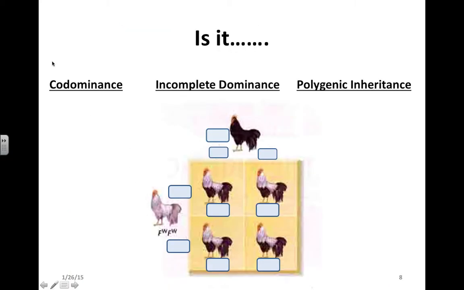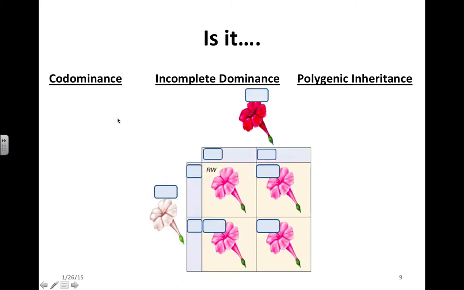So here's a little quiz. Is this example here, a black chicken crossed with a white chicken, and we get a black and white chicken, codominance, incomplete dominance, or polygenic? If you said codominance, you are correct. Both the black and the white are equally expressed here. They both show up, so that's codominance.